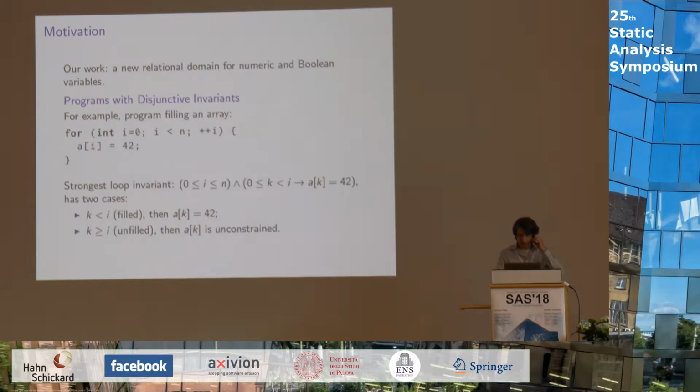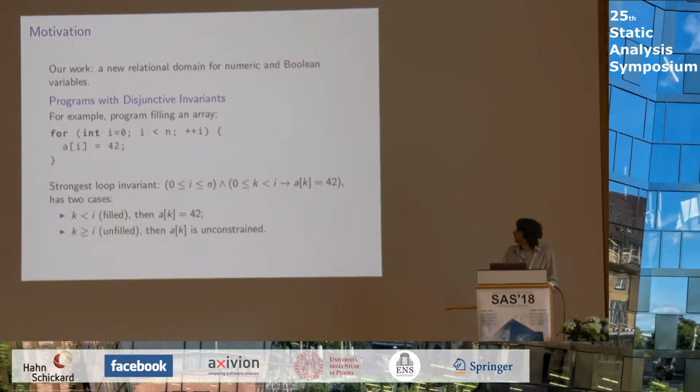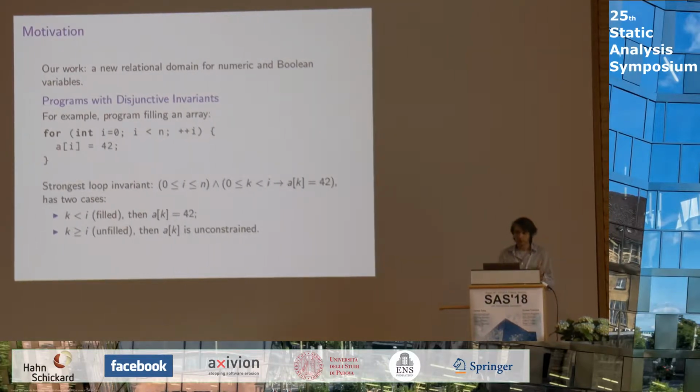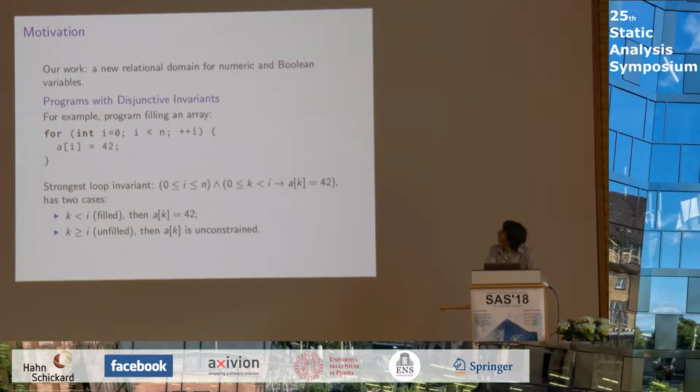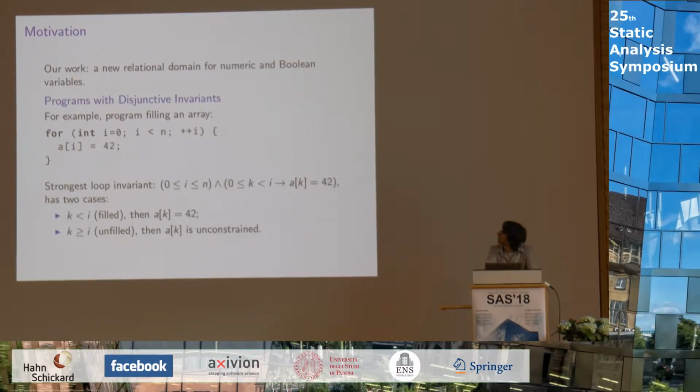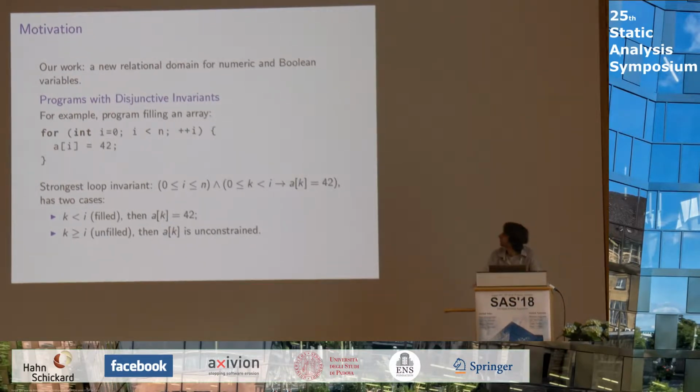Okay, so in general terms, our work is about a new relational abstract domain for programs that have both Boolean and numeric variables. One of our starting motivations was to deal with array manipulating programs. For example, if you look at the program in this slide, right?